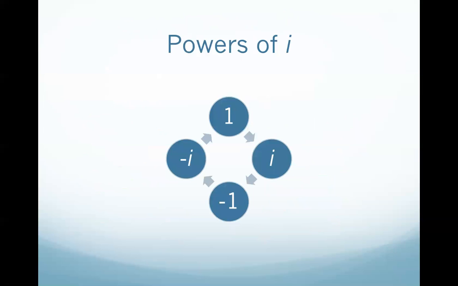So, powers of i. We said that i squared is -1, right? And i to the first power is i. What about i to the 0? Well, we said any number to the 0 is 1. Same thing happens for i to the 0. So then this is i to the first. Then what happens with i cubed? Well, i cubed is i squared times i, which is -1 times i. So that's -i.